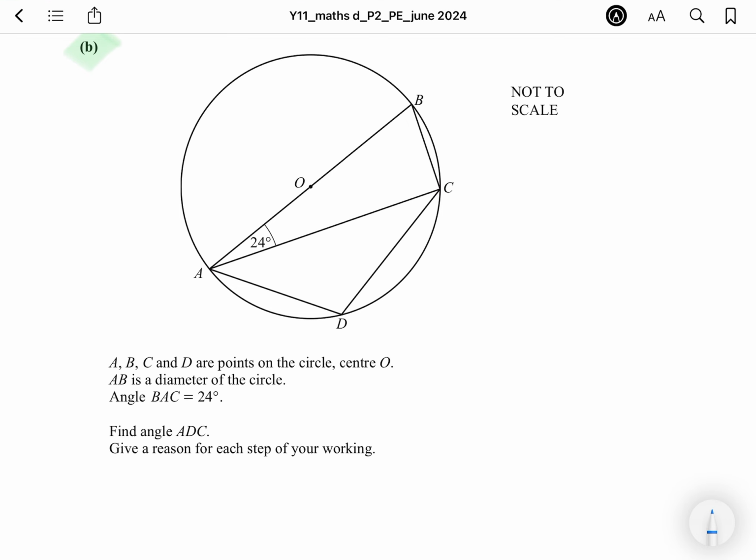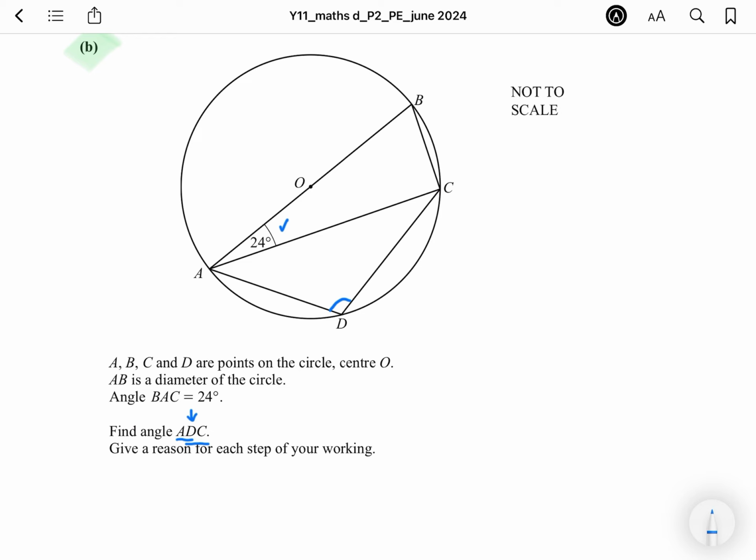Next one on angle as well. A, B, C, and D are points on the circle center O. AB is the diameter of the circle. Angle BAC is equal to 24. It's given here. Find angle ADC. Again, first step is labeling the angle that you need to find. So it is the angle that is made by the line AD and DC. AD and DC. It's that one.